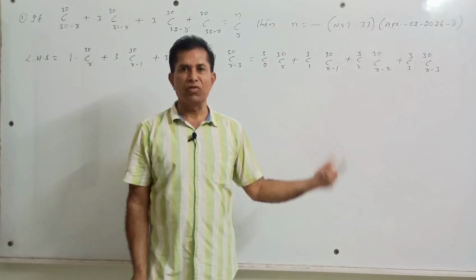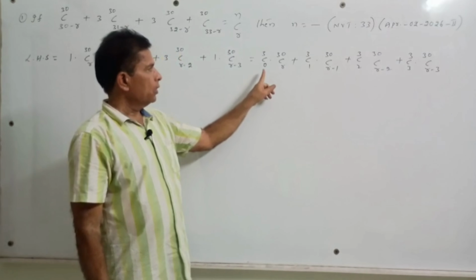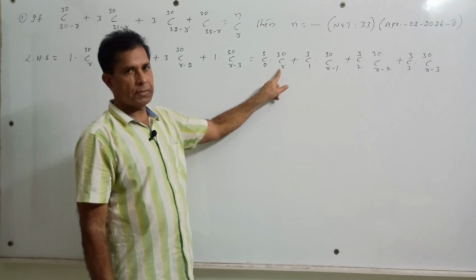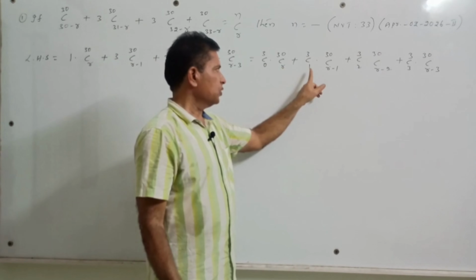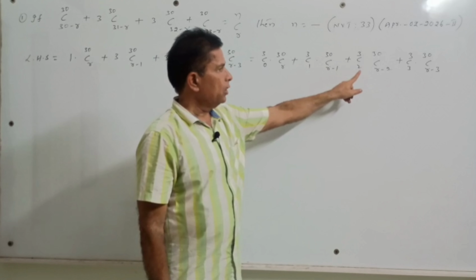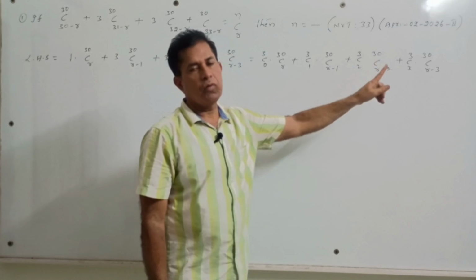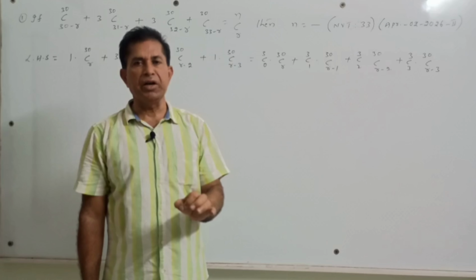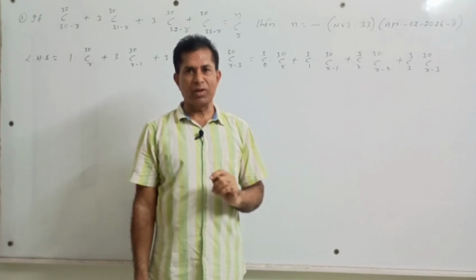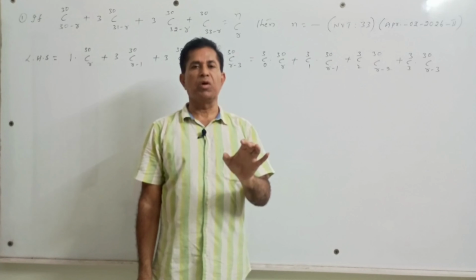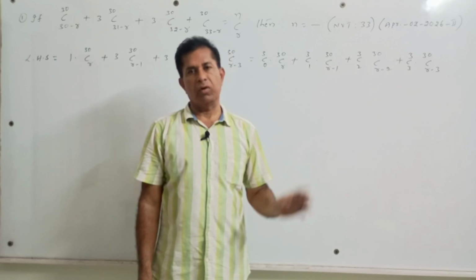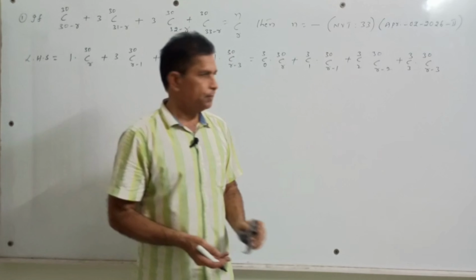Now, what properties does this series have? In the first term, the sum of the lower indices 0 plus r becomes r. In the second term also, the sum of the lower indices 1 plus r minus 1 is r. In the third term also r. In the fourth term also the sum of the lower indices becomes r. So the series has the property that in each term the sum of the lower indices is r. Then how can we calculate the value of the series? See the procedure.